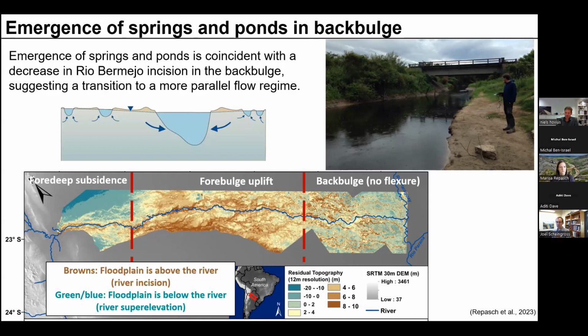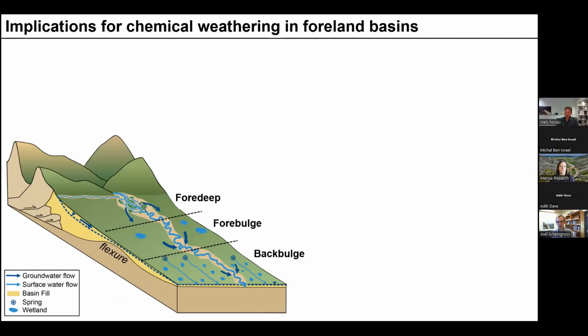So in this region in the back bulge, we have the emergence of these springs and ponds, and that suggests that we may be transitioning to a more parallel flow regime, where we still might have some groundwater influx, but a lot of the groundwater is being sent to these other streams that are emerging, or springs that are emerging. And so we're not seeing these large changes in the geochemistry in the main stem Rio Bermejo within the back bulge.